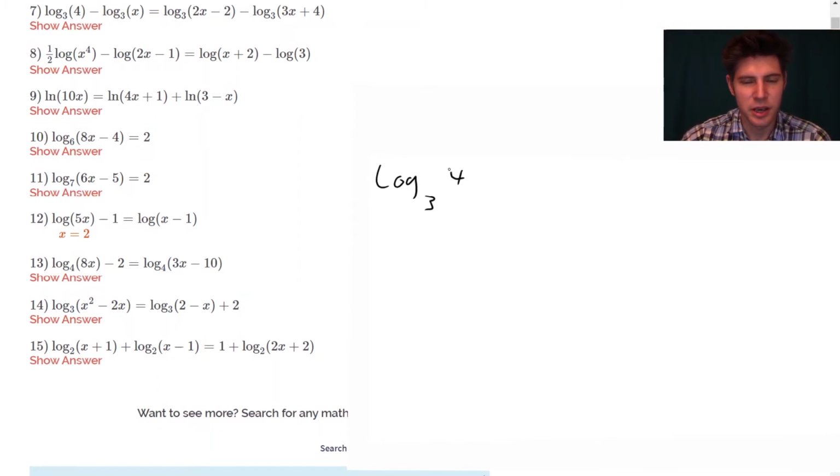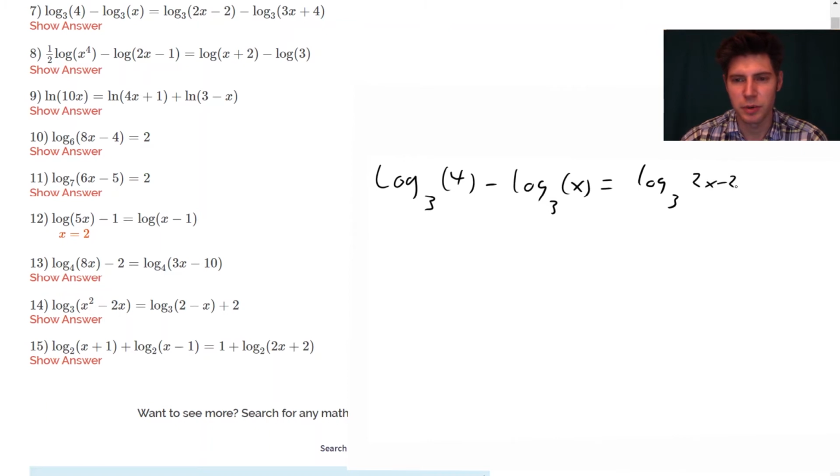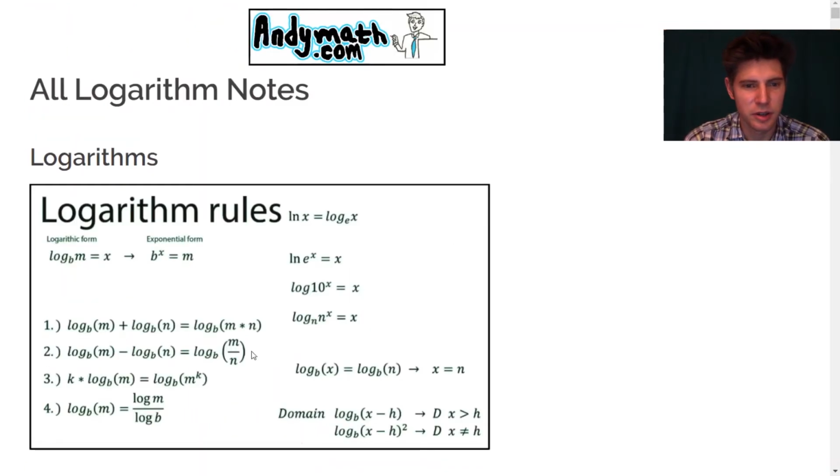For number 7, it looks like a long one. Log base 3 of 4 minus log base 3 of x equals log base 3 of 2x minus 2 minus log base 3 of 3x plus 4. Sorry, I'm running out of space. You can read it up here. Now when you subtract, maybe we'll go back to those logarithm notes. When you subtract, you're going to divide the stuff that's inside. Log base b of m minus log base b of n is a single log with m over n.